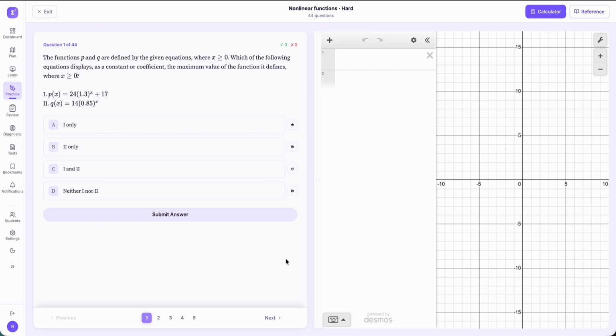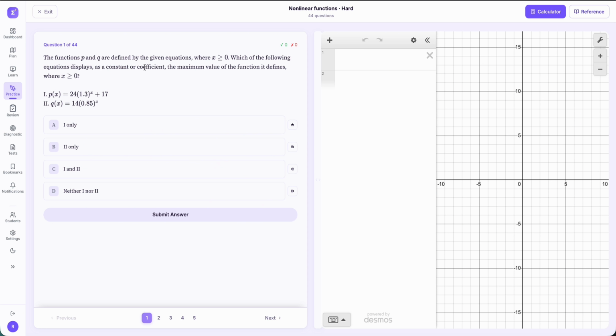All right, next one. The functions p and q are defined by the given equations where x is greater than or equal to 0. Which of the following equations displays as a constant or coefficient the maximum value of the function it defines? All right, this question is actually a lot simpler than it seems, but when I'm working with a student and they read this for the first time, they have no clue what it's saying. But it's actually pretty simple. So let's talk about it.